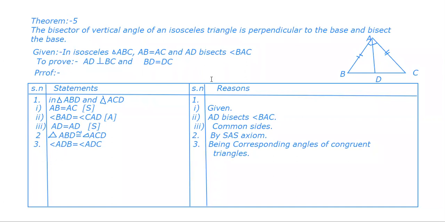Now, if two adjacent angles are equal on a straight line, then it must be 90. Other than 90, it is not possible. If adjacent angles are equal in a straight angle, then they must be 90. So it is perpendicular. Now, first part, AD is perpendicular to BC is proved.